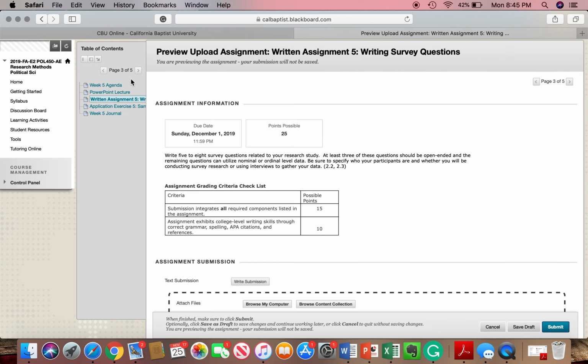Be sure to specify who your participants are and whether you will be conducting survey research or interviews to gather your data. So one question is, am I going to go with qualitative questions, quantitative questions, or a combination of both, which we call mixed methods? Who am I going to be sending this to? That would be your sample size. So we need to have that.